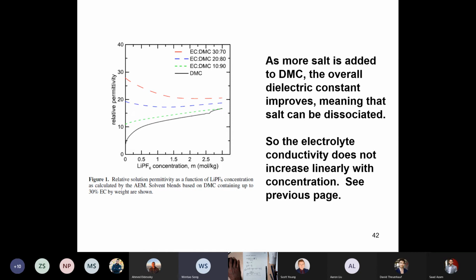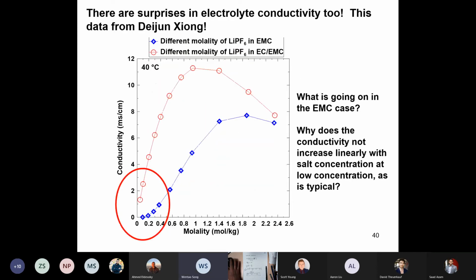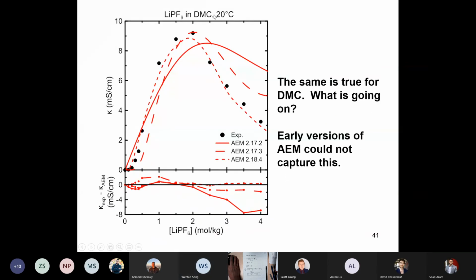Also, does this only apply to DMC, or does this also apply to other linear carbonates like EMC? Yes, it also applies to EMC. This data here is for EMC on this slide. On this slide, it's for DMC. So EMC and DMC are both similar.